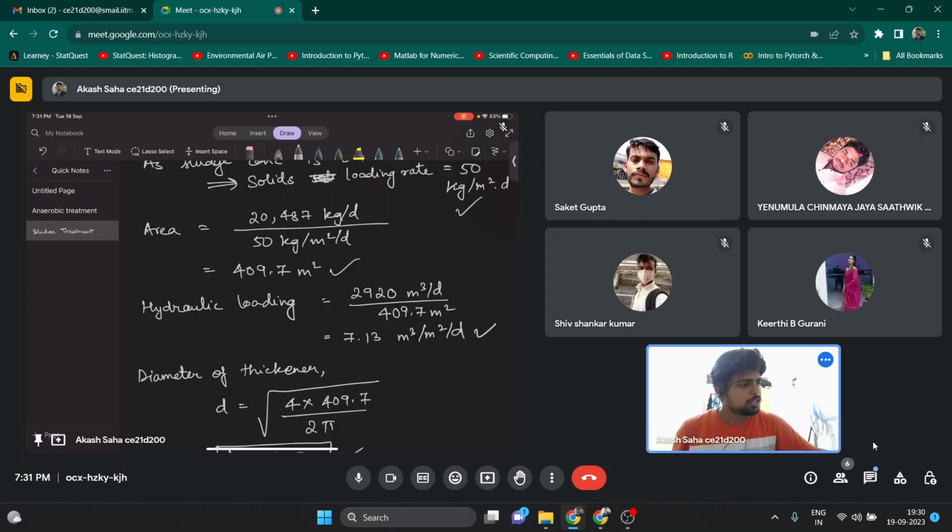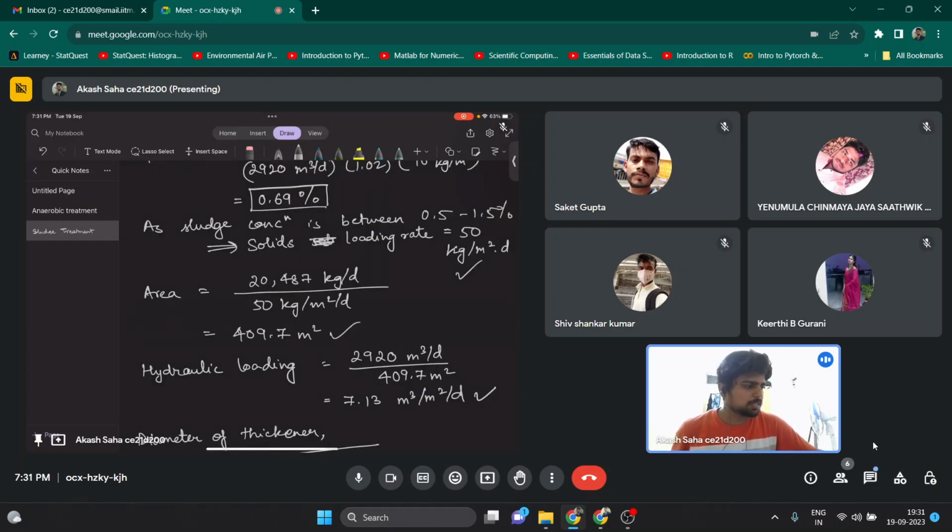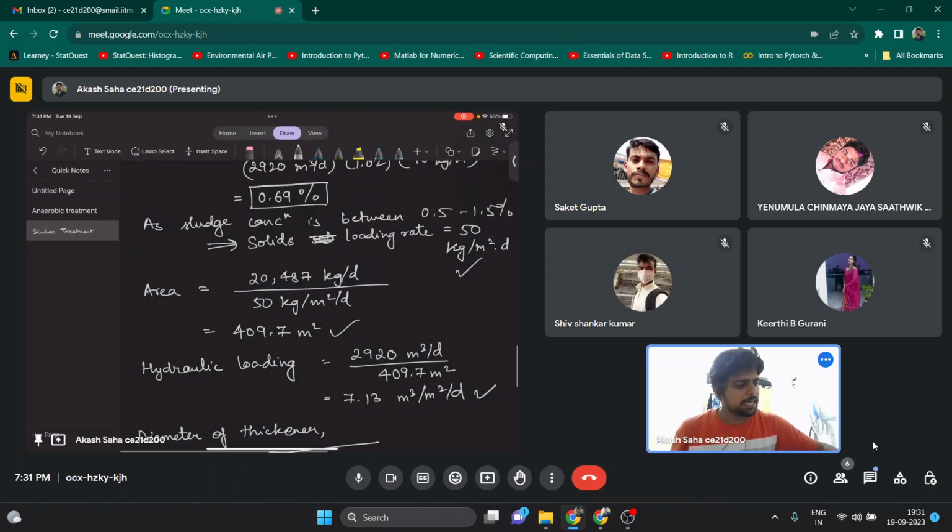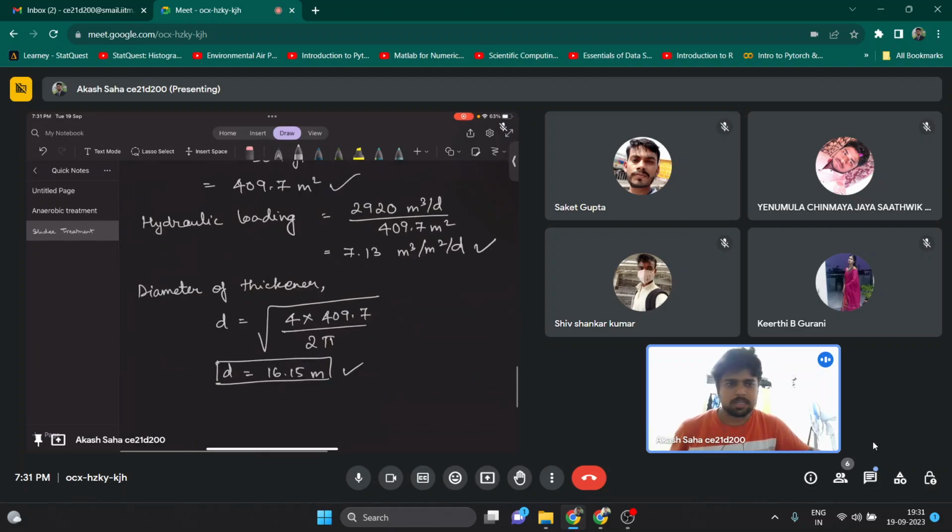Here, if I choose my solid loading rate at 60, suppose in the case of 50, I change it to 60, I want to increase it. So my area will get decreased, my diameter will get decreased. So in design, I can tweak the values, whereas in any GATE question or any particular question, there will be specific values given to you. Okay. So I hope it is clear to all of you regarding the design of this gravity thickener. We will move on to the next question now.